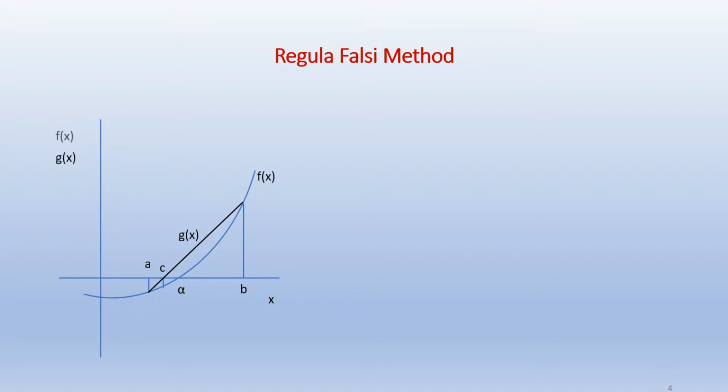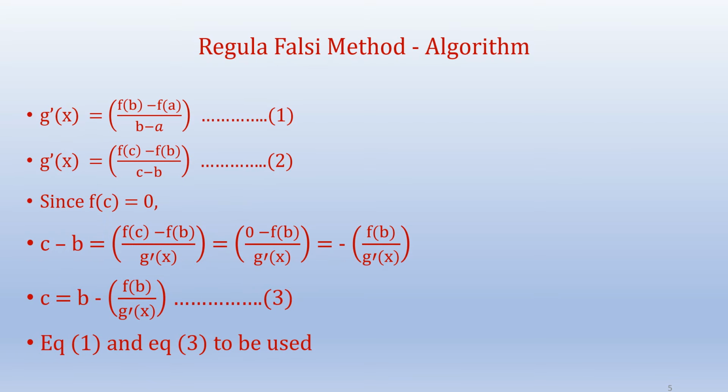So if f of a times f of c is a negative value, then we know that the root lies between a and c. But if f of a times f of c is a positive value, then we know that the root should lie between c and b. If the root lies between c and b, we update a to c and b remains the same. The algorithm for Regula Falsi method is given below.